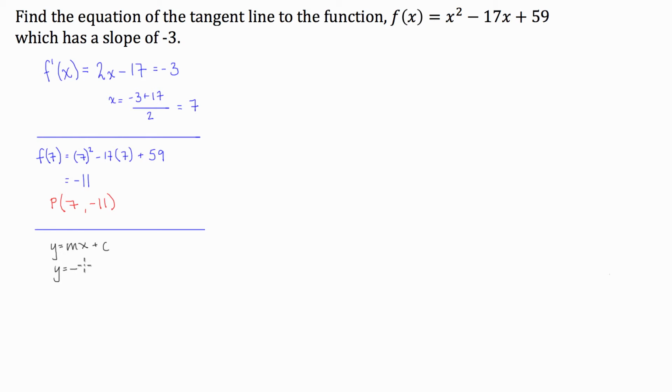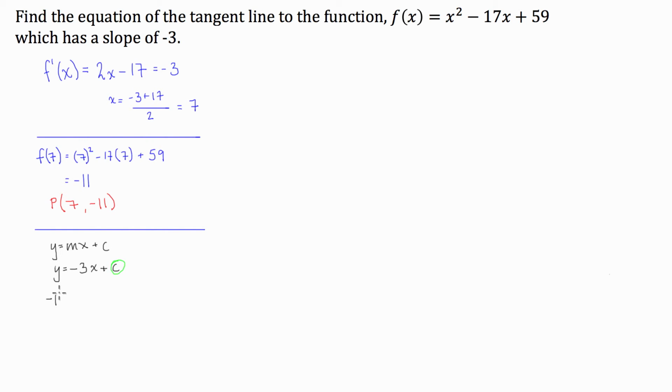Y is equal to -3x plus c. And we have this pesky c value here, which we are going to have to solve for. The way we're going to do that is we know that this line has to go through the point P. So we can substitute these coordinates into this linear relationship and then solve for c.